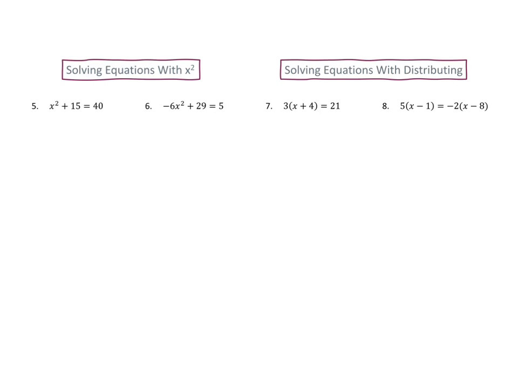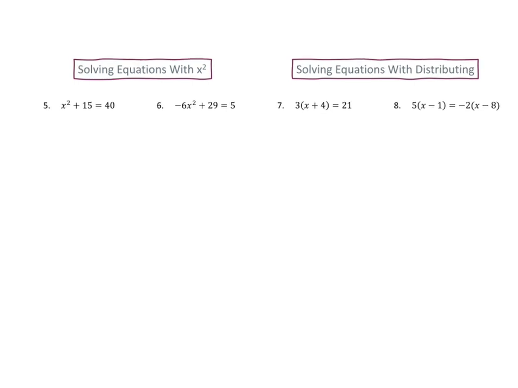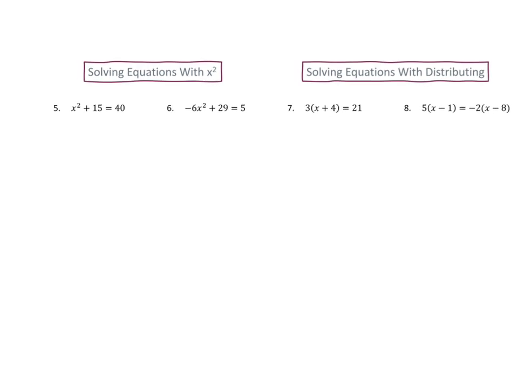All right. Number 5. It says x squared plus 15 equals 40. Well, again, my first objective is to get all my numbers on one side and all my letters on the other. So if I got rid of that 15, I would have just letters on the left-hand side. The opposite of plus 15, minus 15. Bring this down. x squared equals 40 minus 15 is 25.